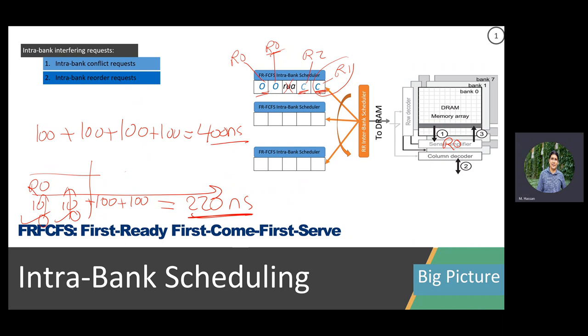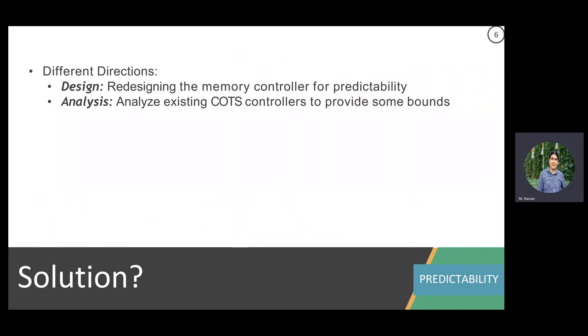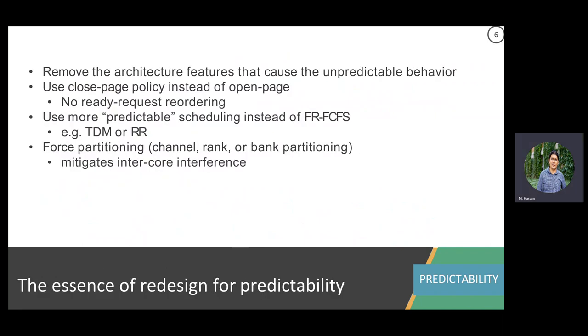If I use closed page policy, this scheduler reduces to what scheduler? Reduces to first come, first serve, right? Everything will be in order, right? Okay, good. So that's one way of increasing predictability in memory controllers.